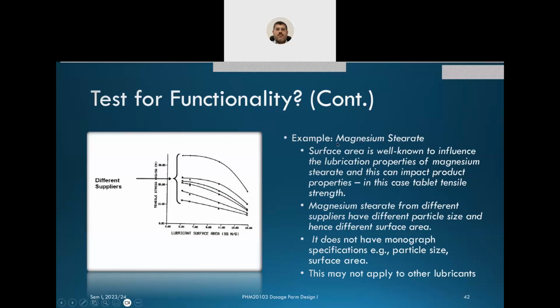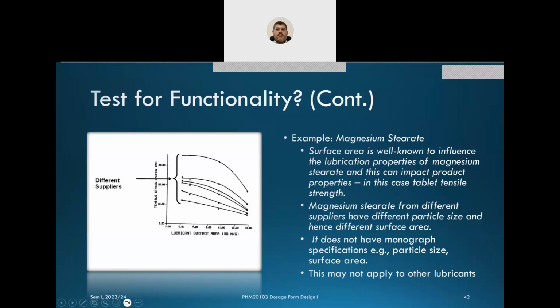Magnesium stearate as an example, we mentioned before that we use it as a lubricant. We found that the lubrication properties of magnesium stearate are affected by surface area. Surface area is affected by particle size, right? And this can impact the product properties. Okay, what property of the product? Tensile strength of the tablet. How hard is the tablet? Tensile strength of the tablet is the hardness of the tablet.